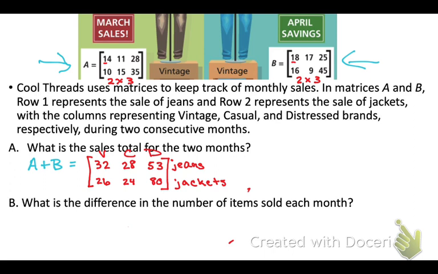Okay, so what is the difference in the number of items sold each month? Subtract them. Okay, so do you want to go from March to April or April to March? I think we do April. You always do this month compared to last month, right? So B minus A. Because if I want to know the change over the 2 months, I always go with the closer one, right?